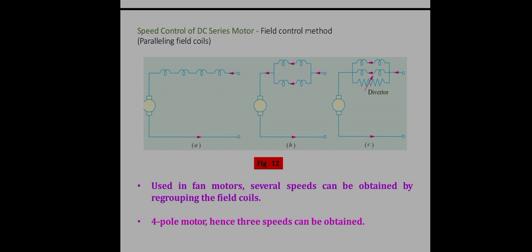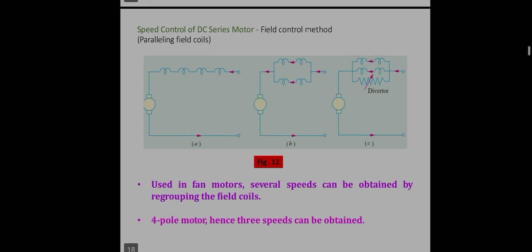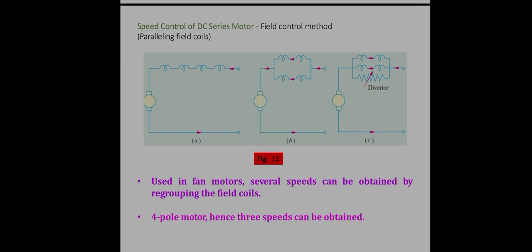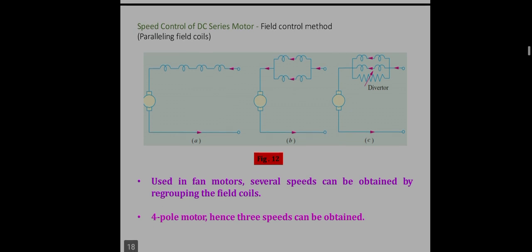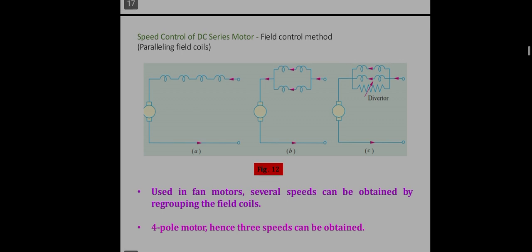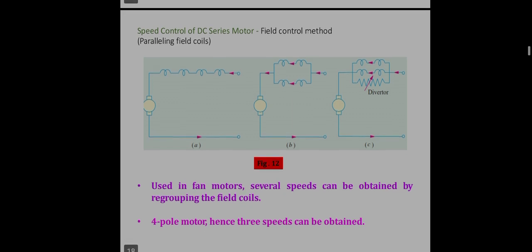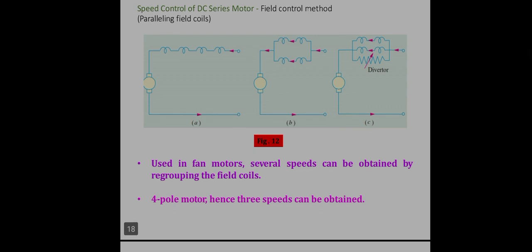And the same 4 coils can be connected in parallel, and in another case 2 in series, another 2 in series, and that combination can be connected in parallel. So in that case, the current will be different. And if you still want to control the speed, you can put one field diverter with the parallel combination of field winding. So this is another way of controlling speed in a DC series motor using the field control method.